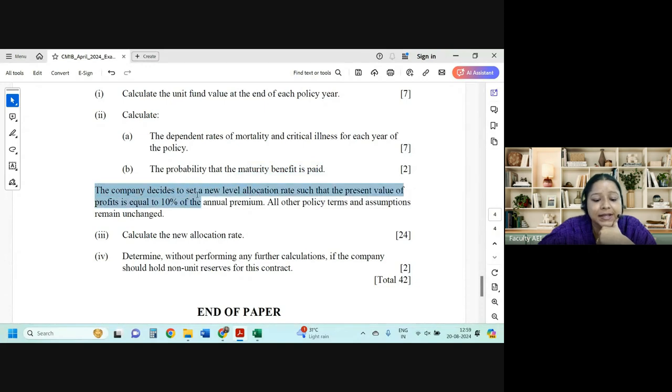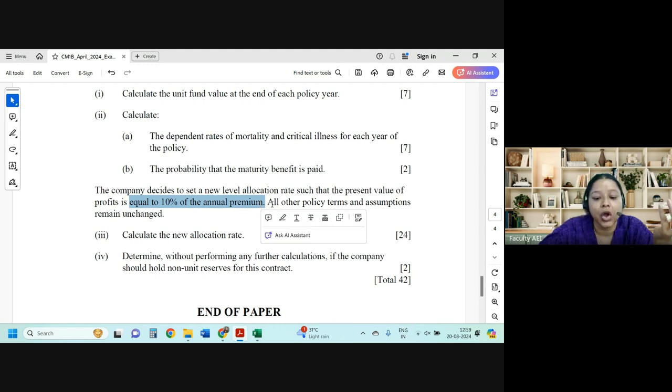The company decides to set a new level allocation rate such that the present value of the profit is equal to 10% of annual premium. So this is basically the policy profit criteria. All other policy terms and assumptions remain unchanged. Calculate the new allocation rate.